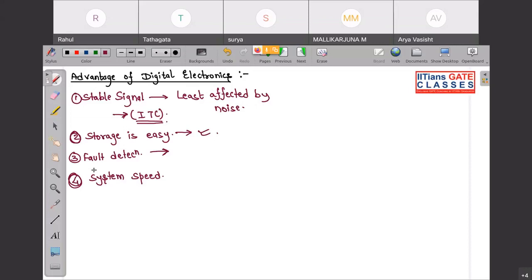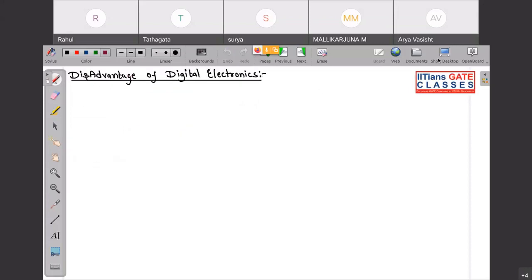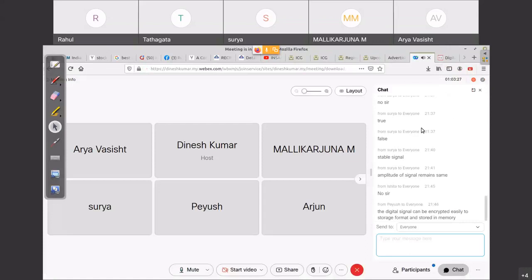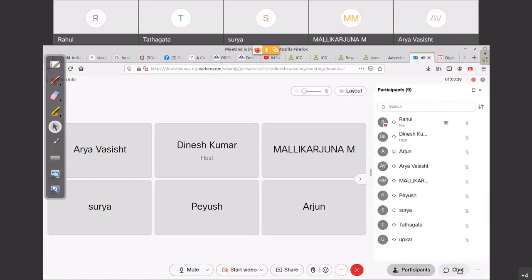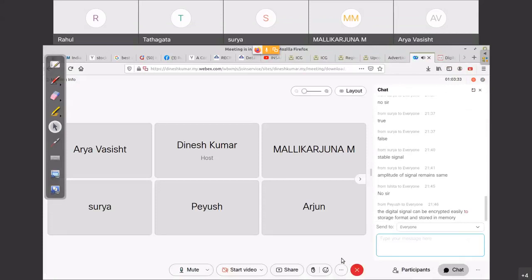Now if I talk about some kind of disadvantage, can anyone tell me what the disadvantage might be? Anyone want to say? Any disadvantage? Am I audible properly?